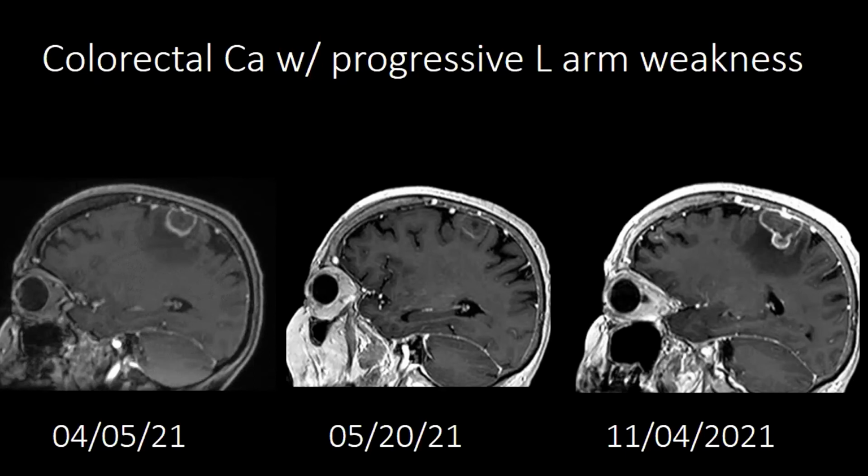sort of nodularity with a little bit of necrosis is atypical for radiation necrosis. So this patient, based on imaging, was taken to the OR, and sure enough, this was recurrent metastases.